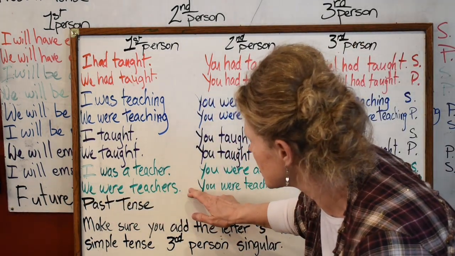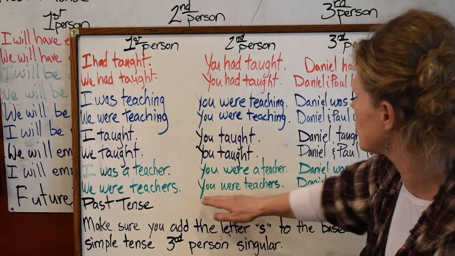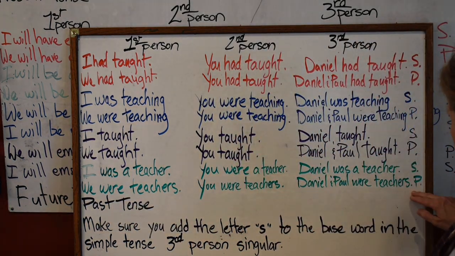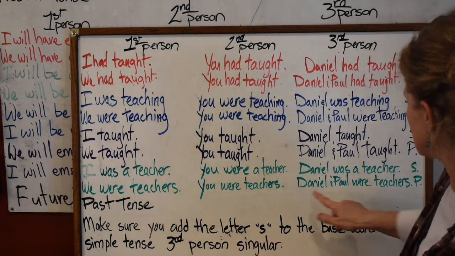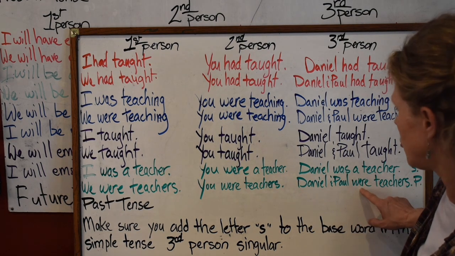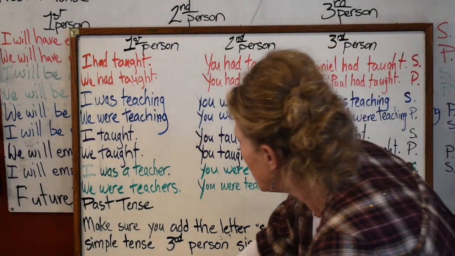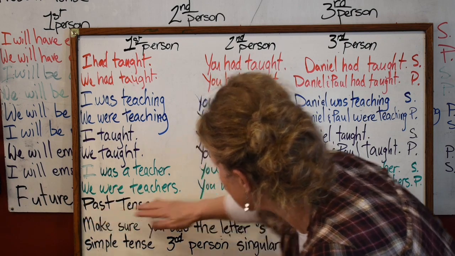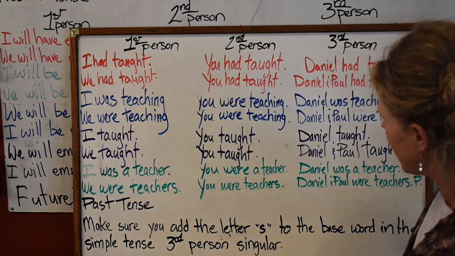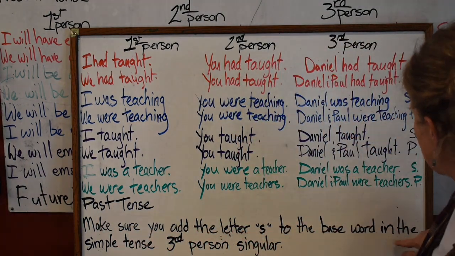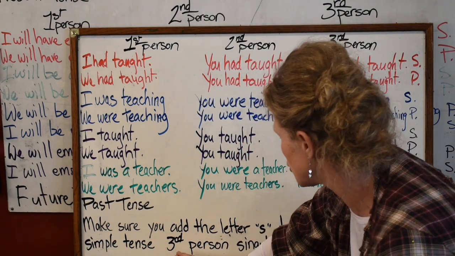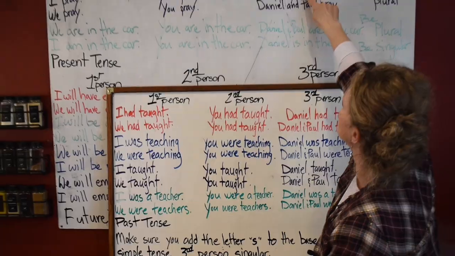We were teachers. This is another linking verb. You were teachers. Daniel and Paul were teachers. This is the predicate nominative. If you can replace teachers with your subject, you know you have a linking verb there. This is the past tense, so study those and get them down. Now make sure you add the letter S to the base word in the simple tense, third person singular. And that's right there, you guys.